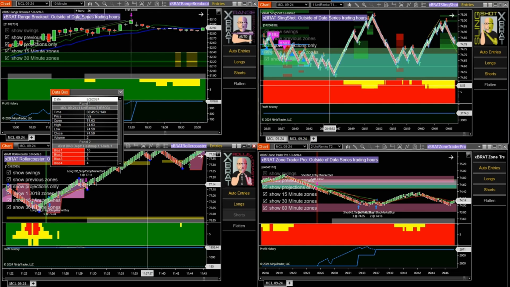And again, with all of these, if you're trading MCL, CL, HG, they're the ones I trade live, and they're the templates that I share for these particular four: the Fantastic Four, the Zone Trader Pro, the Slingshot, the Range Breakout, and the Roller Coaster.